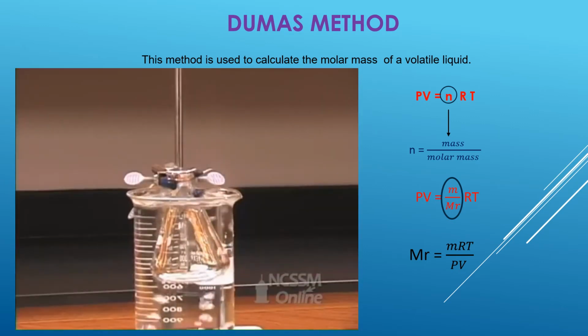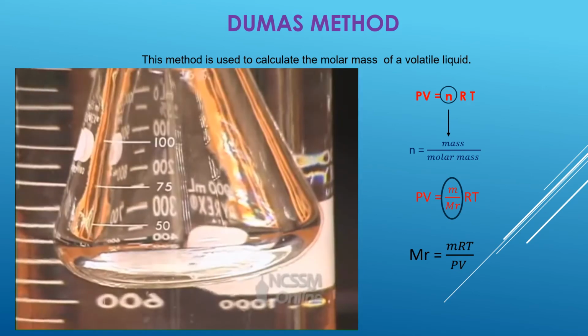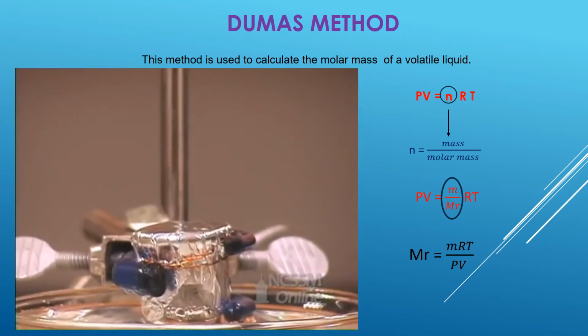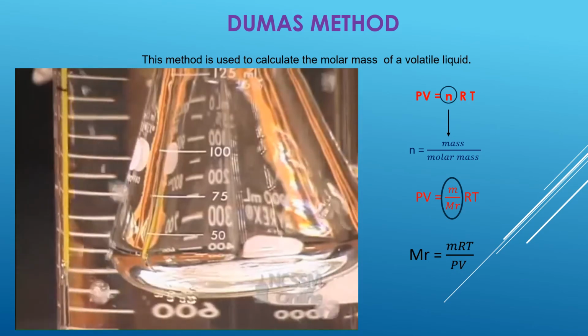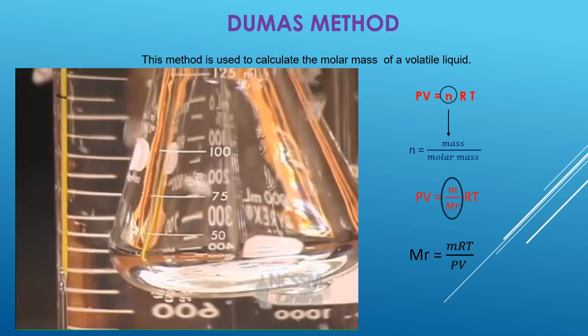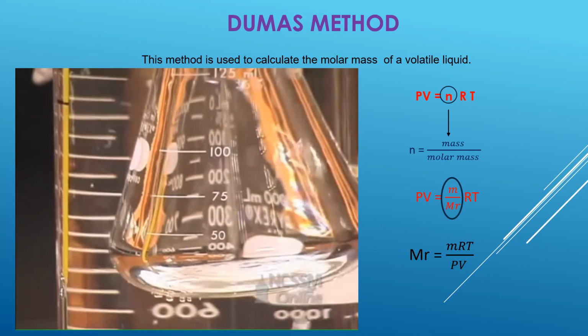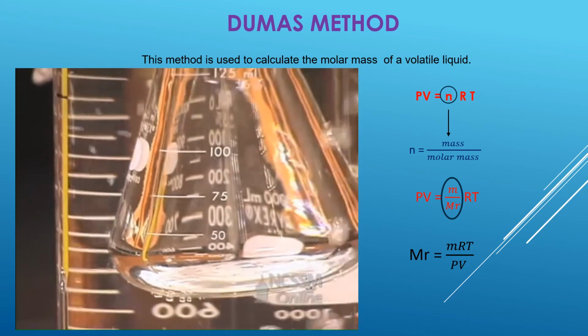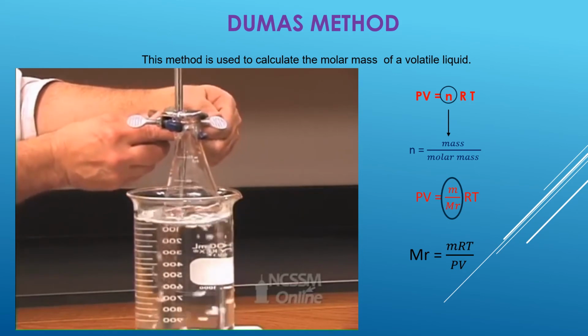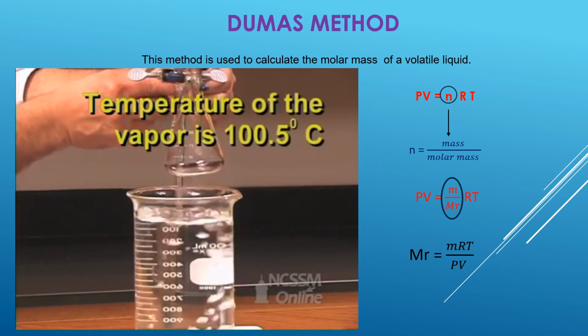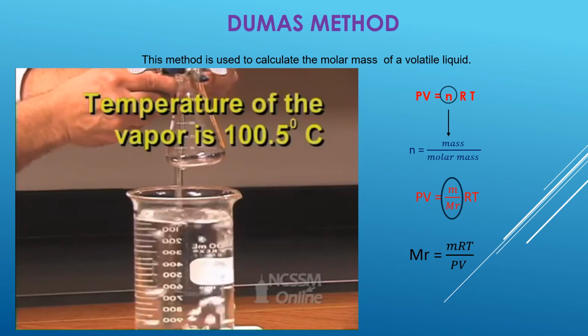We immerse the flask in a beaker of boiling water. The liquid inside the Erlenmeyer starts to boil and vaporizes. As it vaporizes, it pushes air out of the pinhole. Eventually, all the liquid vaporizes, and the flask is filled with just enough vapor to fill the flask at the temperature of the boiling water. Once the liquid has completely vaporized and the vapor has reached the temperature of the water bath, we will remove the flask from the water bath.